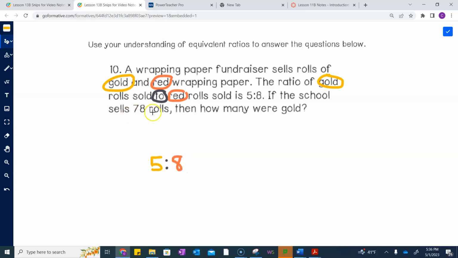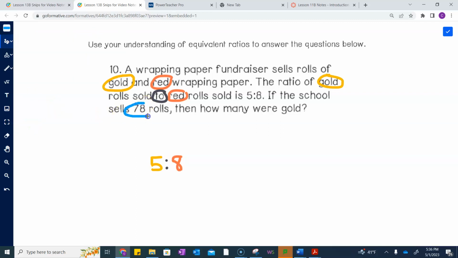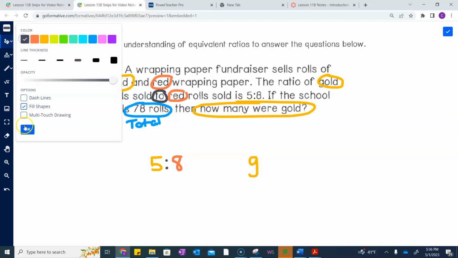If the school sells 78 rolls, that's a new number. The school sells 78 rolls. They didn't distinguish color, so that's a total number of rolls. How many were gold? So we need to figure out how many were gold. Sometimes they don't give you all the numbers straight up. Sometimes you need to piece things together and think. So the ratio we're given here would be total 78 to gold. So I'm going to say, hey, I don't know. I'm trying to figure out how many gold, but I know they sold 78 all together. That was the total.